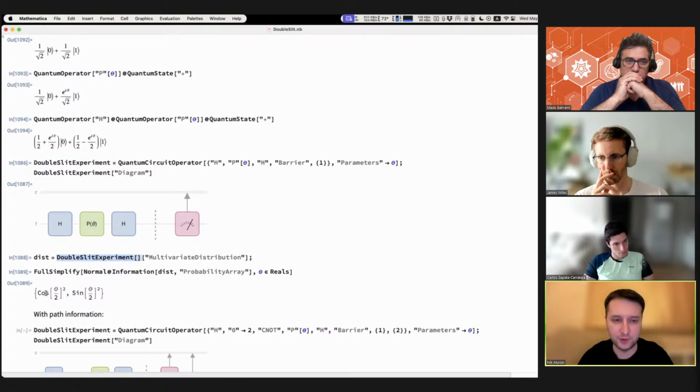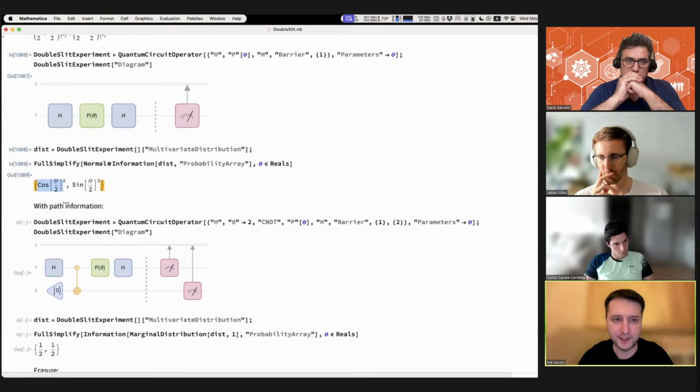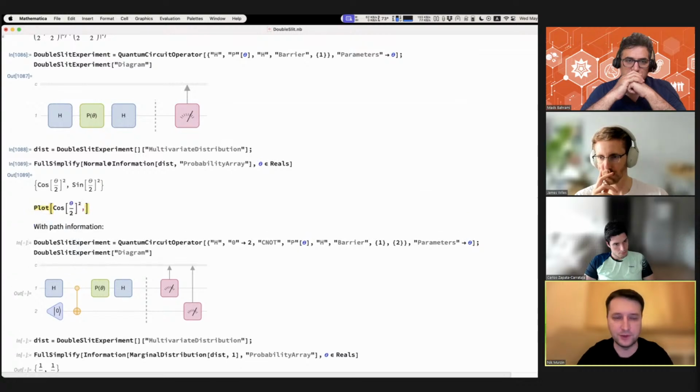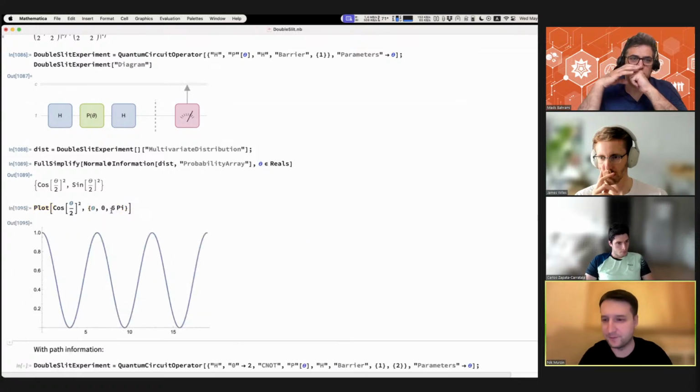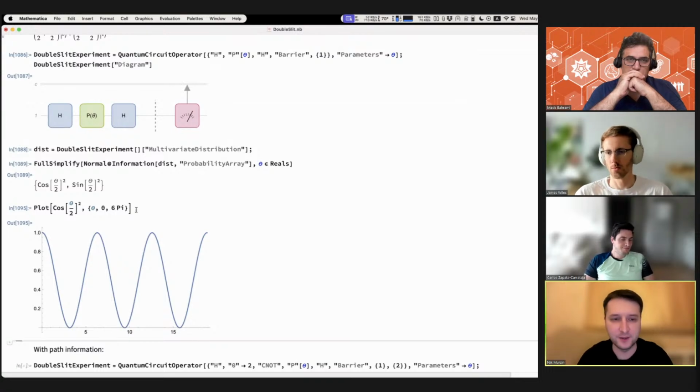You get a distribution that looks like a sine curve, the usual interference pattern if you plot it from 0 to 6 pi or so. You get a curve that shows the density of points on the screen. So that's the interference pattern.